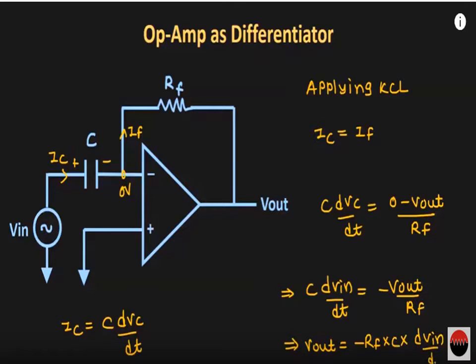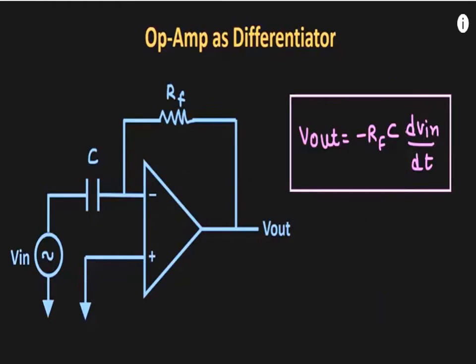If I rearrange this, I can rewrite it as V out equal to minus RF into C into dVin by dt. So IC is C into dV by dt. Finally, the output of the differentiator is V out equal to minus RF C into dVin by dt. This is about the differentiator.